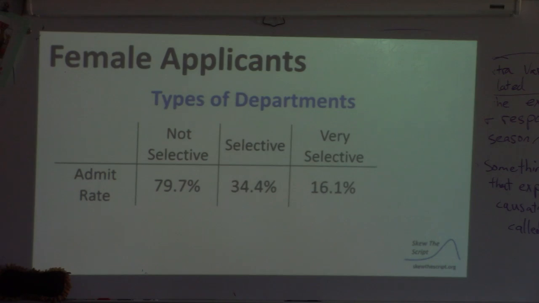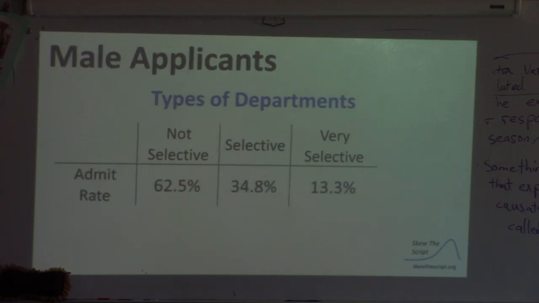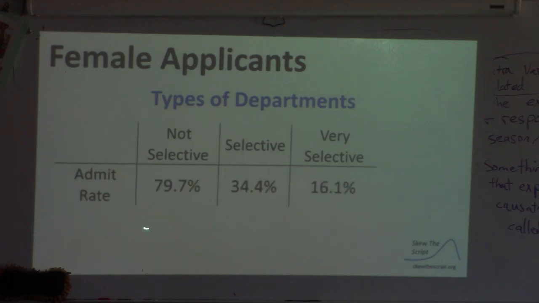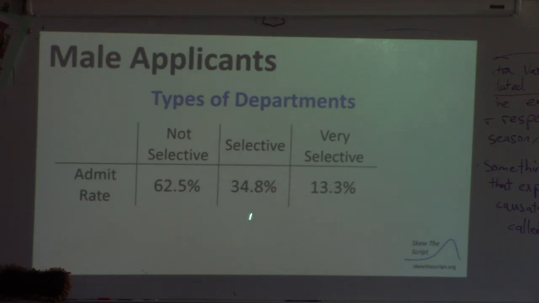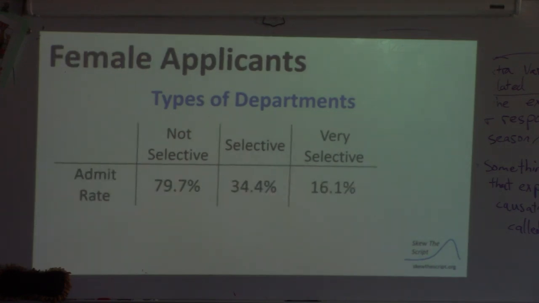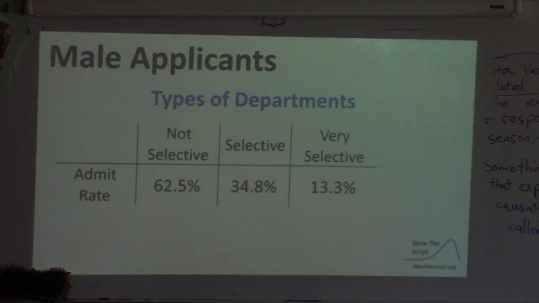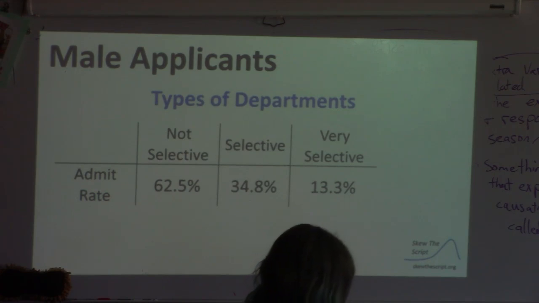Yeah, because when I look back here at the males, at the not very selective, 62.5%, right? The women were accepted at a higher rate. At the selective, they were accepted at almost the same rate. And at the very selective, which I think it comes back up in a second, they were accepted at a higher rate. So more women were applying to harder, like the non-selective groups. Oh, so was there actually acceptance bias here based on gender?